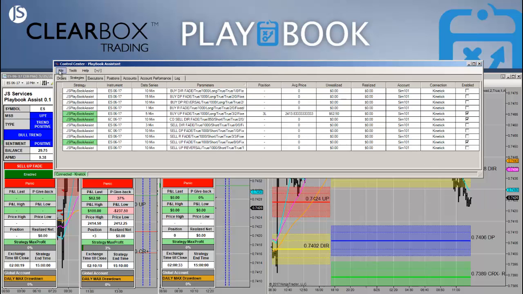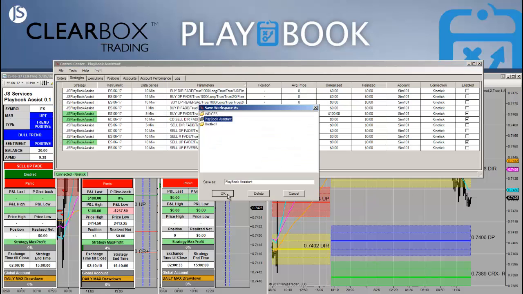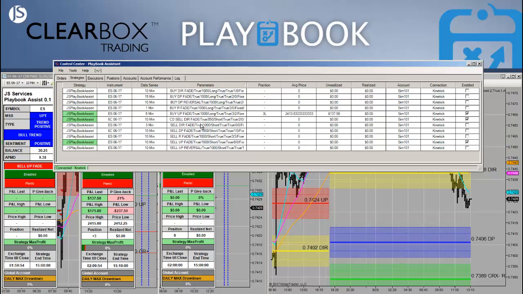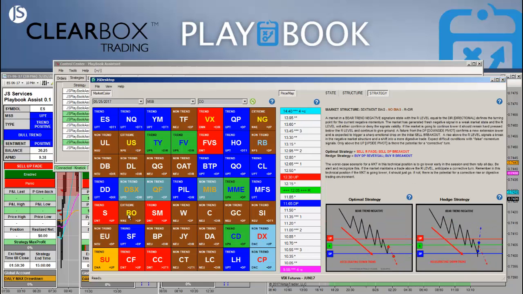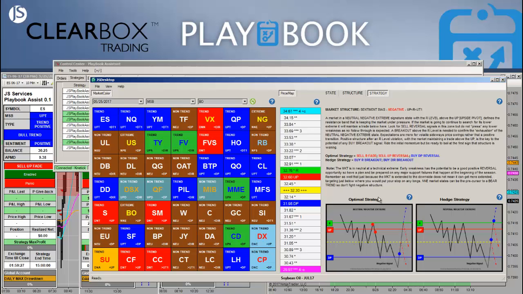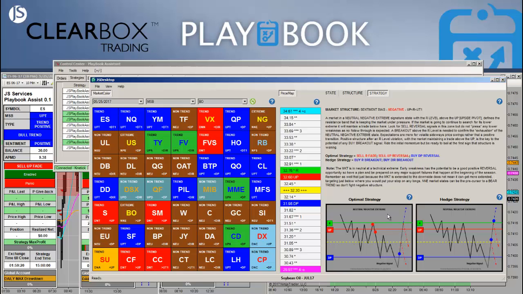After you configure them, you can come to File and create a workspace. I've called this Playbook Assistant, and you say OK. This will save all these templates, so every day when you come in, you'll have your portfolio of auto templates that you like to use, and you can go through the playbook and identify markets that are interesting. If you have a strategy already created, you just go to the strategy tab and enable it. And if you don't, you can create that strategy on the fly and run it.